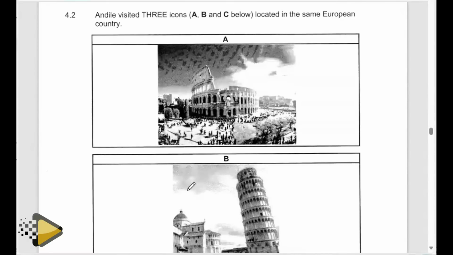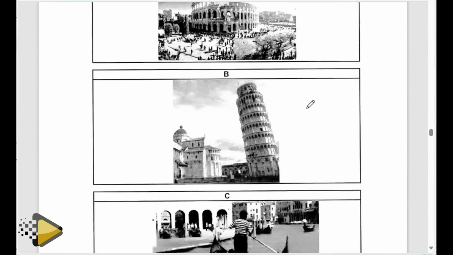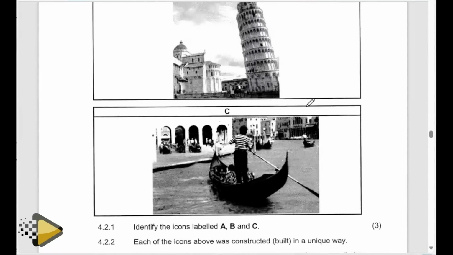So moving on to the next question, 4.2. Andile visited three icons, A, B, C, below, located in the same European country. So the first icon, obviously, that would be your Colosseum. So they are located within the same country.